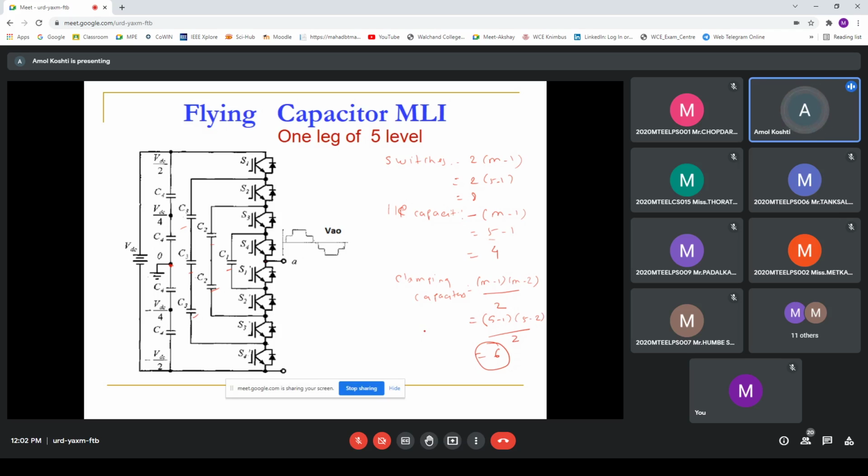And also, here the control is complicated. It becomes complicated. Why?